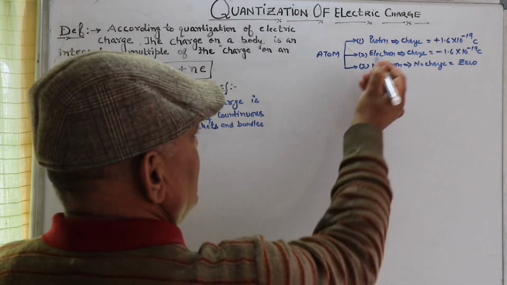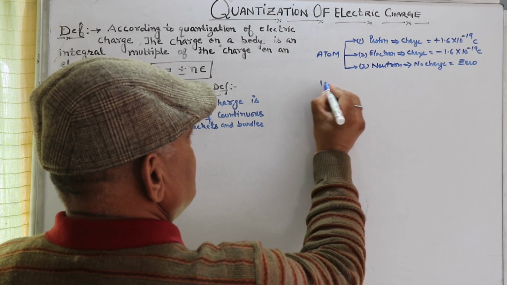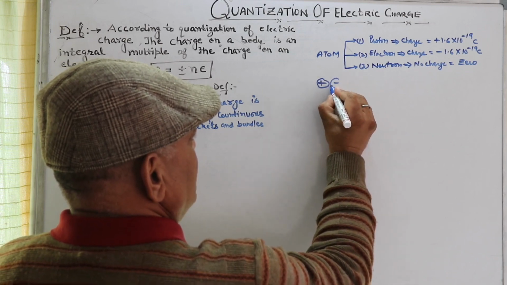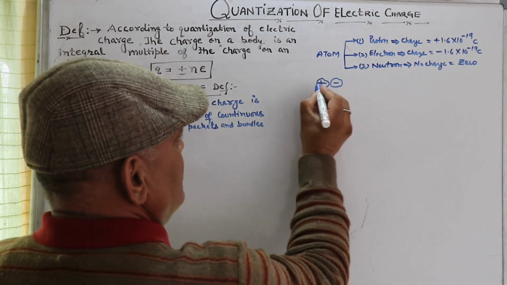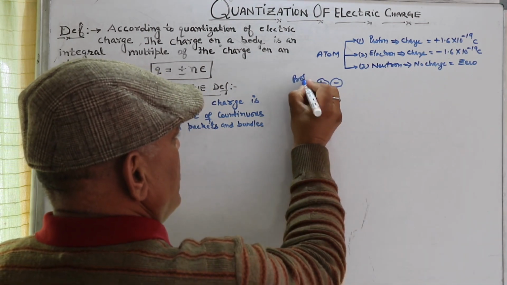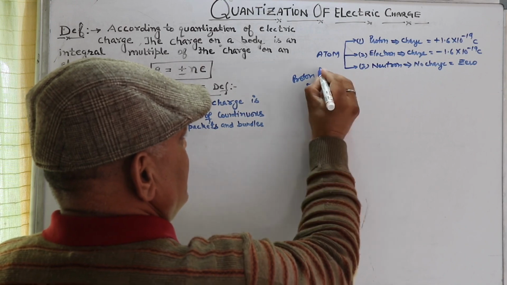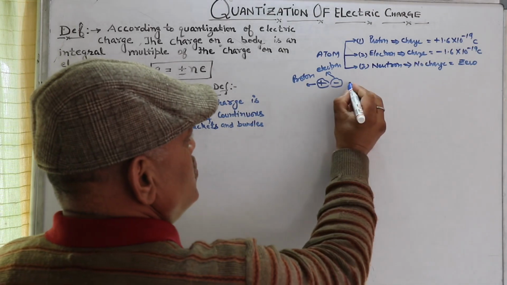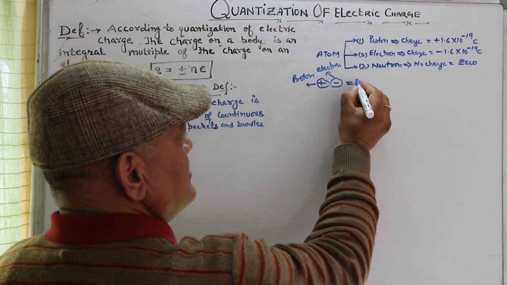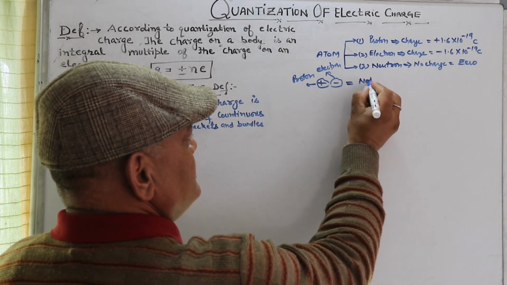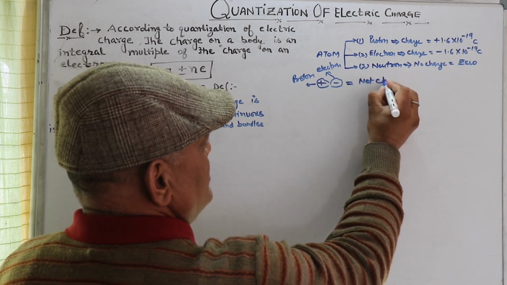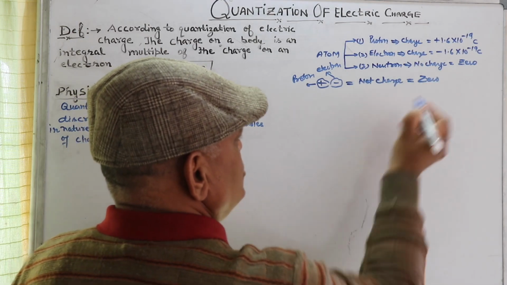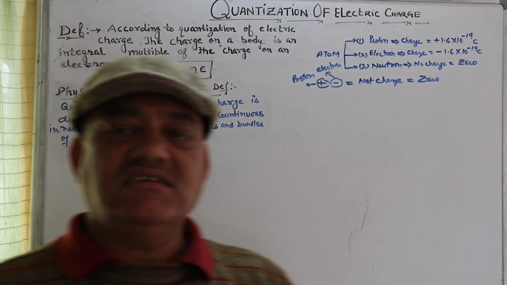When we combine a proton and one electron, this is proton and this is electron, when we combine these two, then the net charge becomes 0. They neutralize each other.